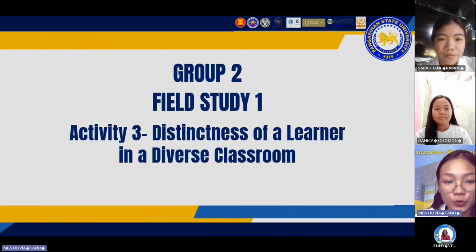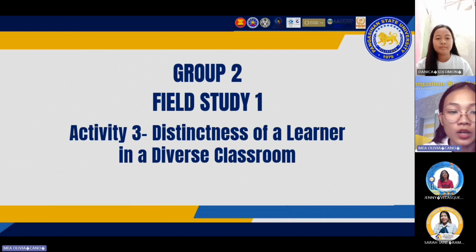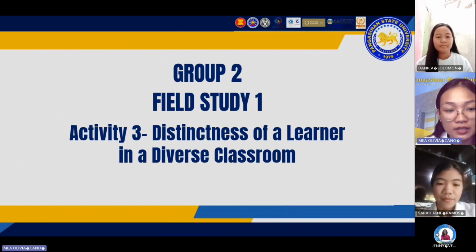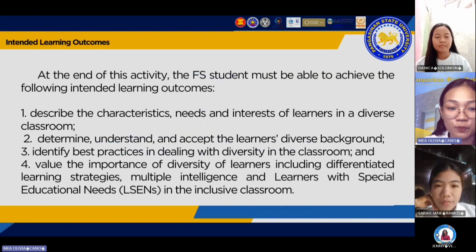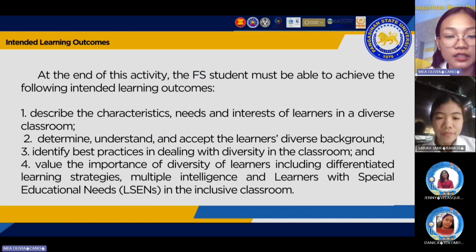We are Group 2 and today we are going to share about Activity 3: Distinctness of a learner in a diverse classroom. So this is our intended learning outcomes.